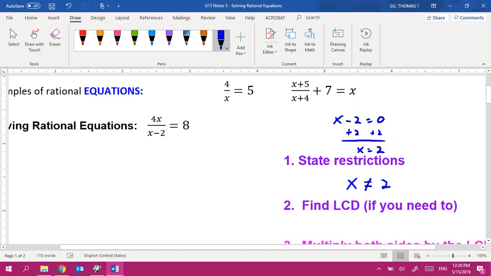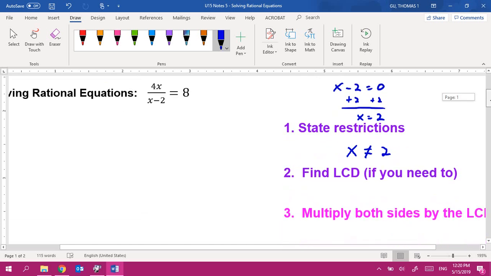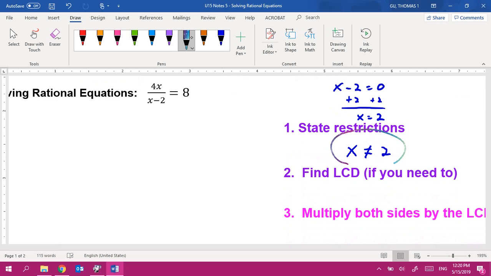All right, so x is not equal to 2. It cannot be 2. So this is a restriction. This is very important, okay? So far, we haven't seen too much with that, but when solving equations, it's very important that you actually state the restriction. All right, so the next step is to find the least common denominator.